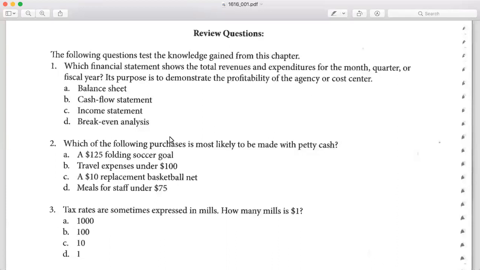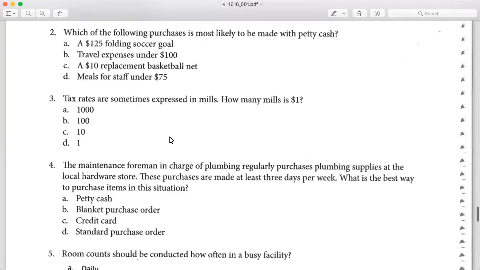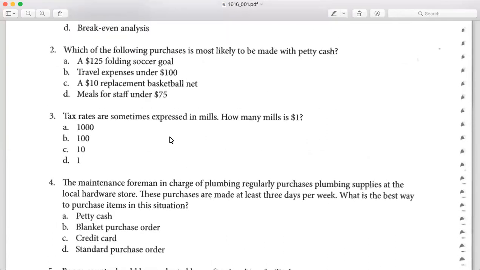Okay. A is correct. Good. The maintenance foreman in charge of plumbing regularly purchases plumbing supplies at the local hardware store. These purchases are made at least 3 days per week. What is the best way to purchase items in this situation?